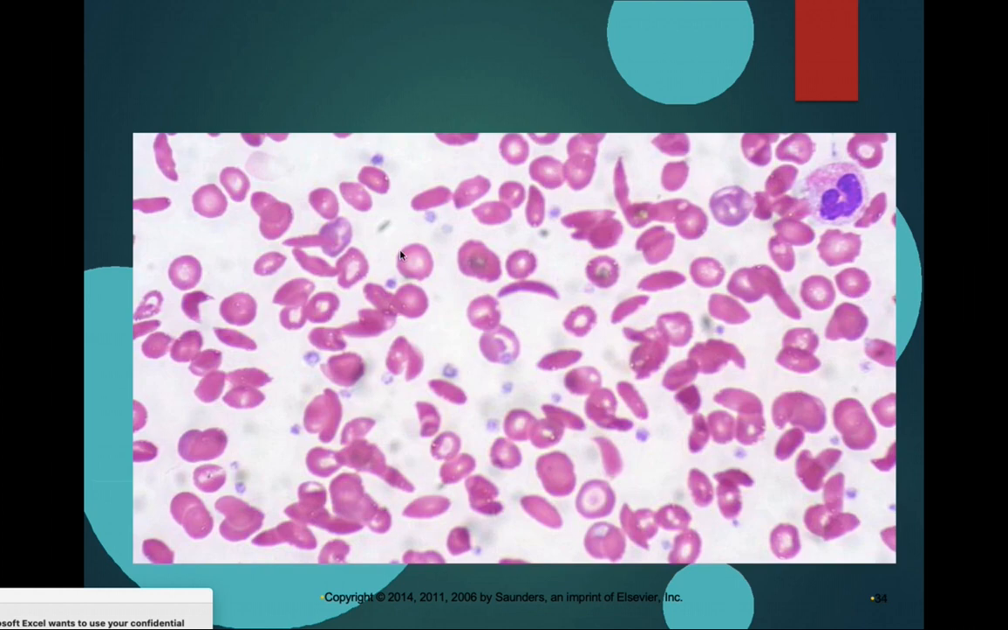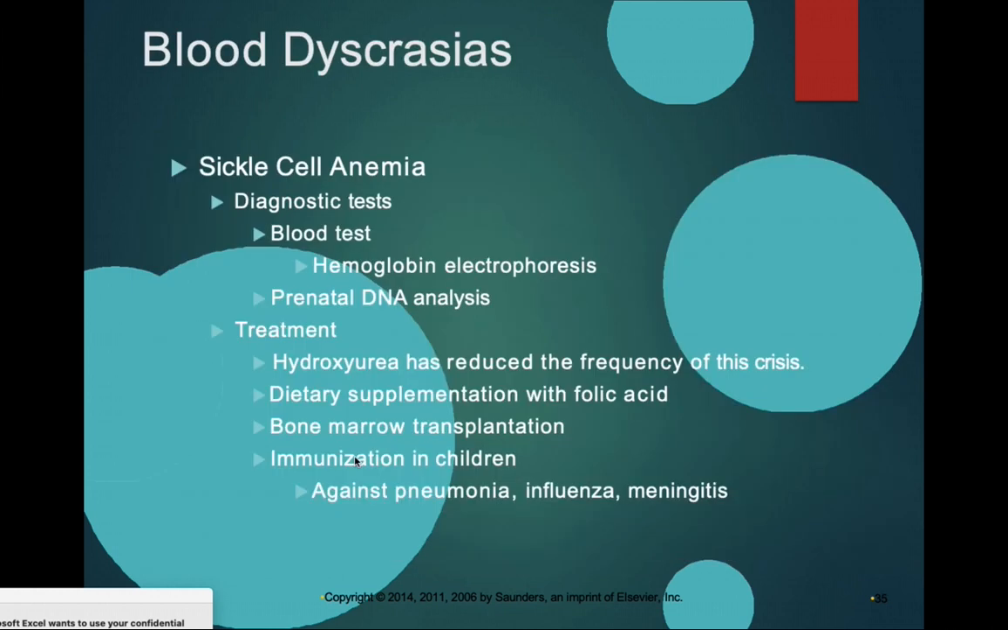So here you do have some normal size red blood cells, but here this one looks like it's crescent shaped, right? This one here, they have these sharp points, right? Some of these jagged edges like this. So this is sickle cell anemia.